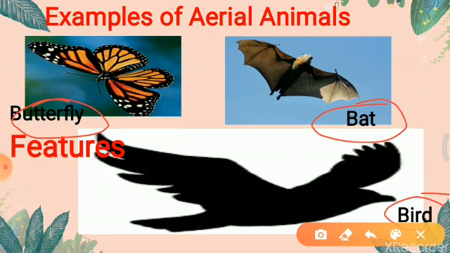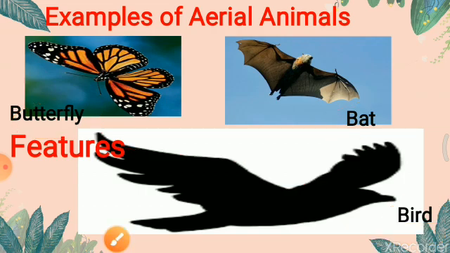Their forelimbs are modified as wings. See, these are the wings. It helps them to fly. They also have feathers that keep them warm and help during flight. Their body is very light and it consists of hollow bones. Their shape is like a boat, see.